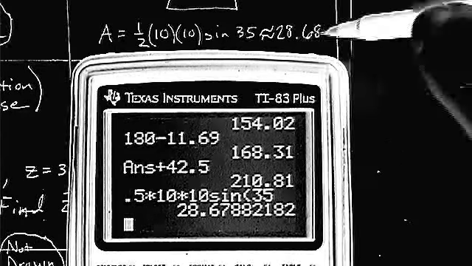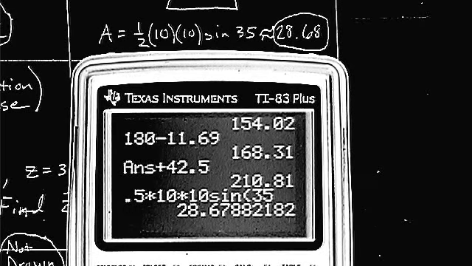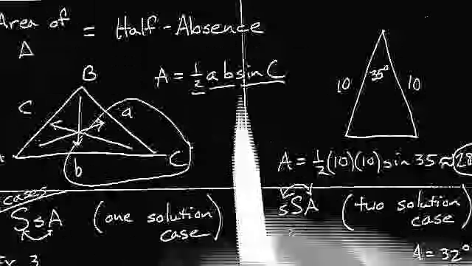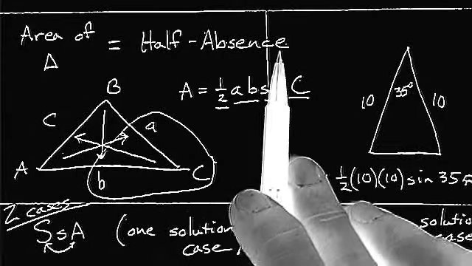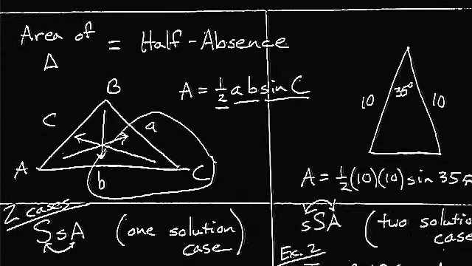Now, don't ask me why people throw cosine into that equation. For some strange reason, they like to throw cosine in. I mean, does the word absence have a cos in it? I don't think so. All right.